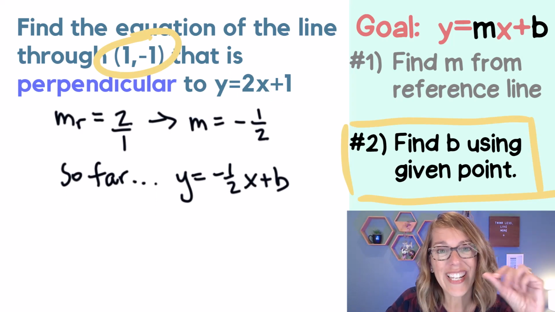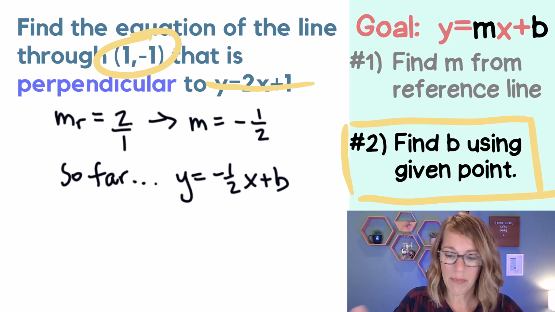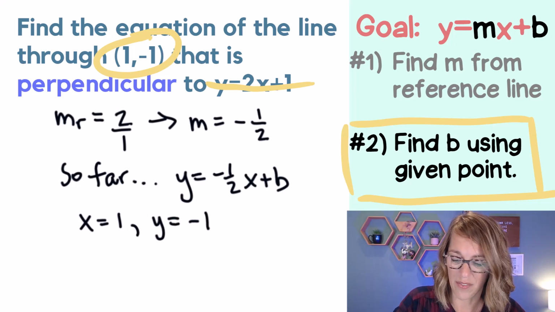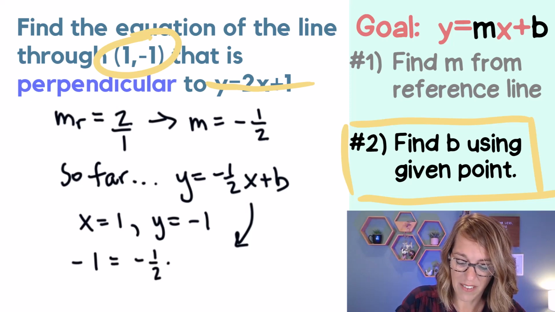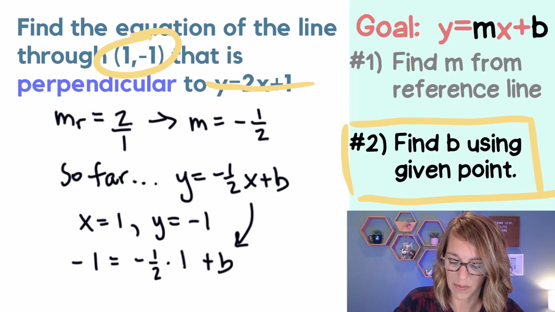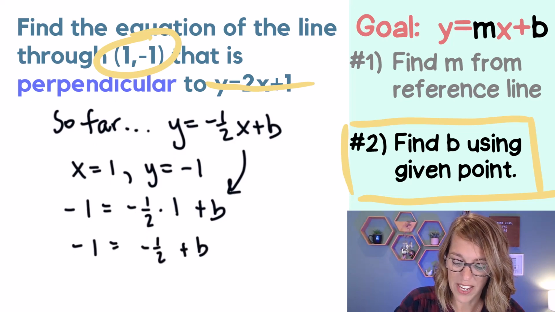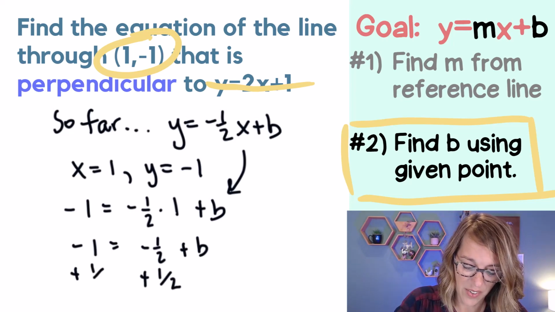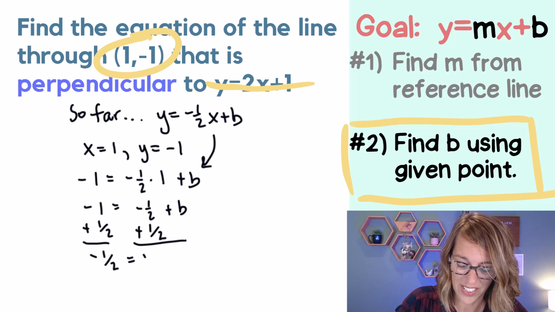Next, we're going to plug in the point on our line. We are done with our reference line, so let's cross that out. If I'm going to plug that point in, I need to replace x with a 1 and y with a negative 1. That's going to give us y, which is negative 1, is equal to negative 1/2 times x, which is 1, plus b. I have negative 1 is equal to negative 1/2 plus b. So I need to add that 1/2 to both sides to get b by itself, plus 1/2. I end up with negative 1/2 is equal to b.